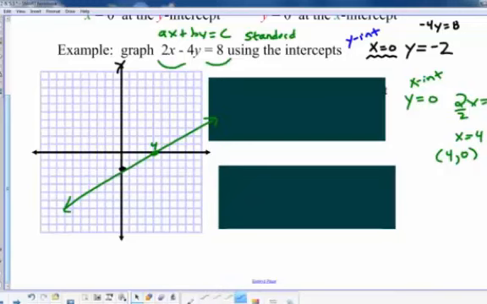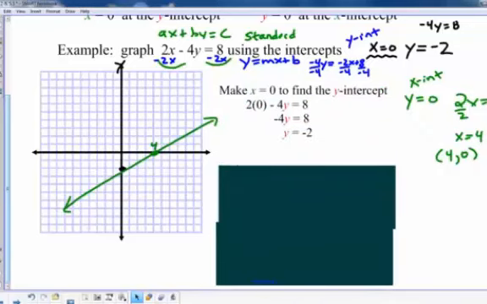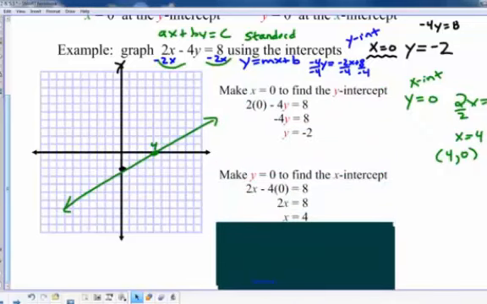Now, does it make sense that this is a positive slope? I always like to look at things in y equals mx plus b. So if we subtract 2x from both sides so that we isolate the y, we have negative 4y equals negative 2x plus 8. And then to get the y completely alone, we would divide by negative 4. So we would get y equaling 1/2 x plus negative 2.